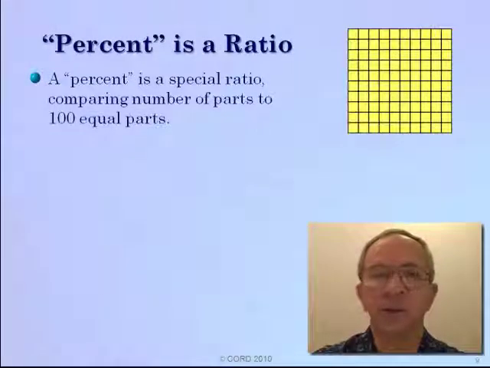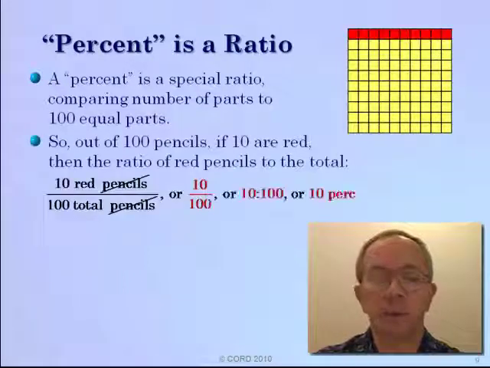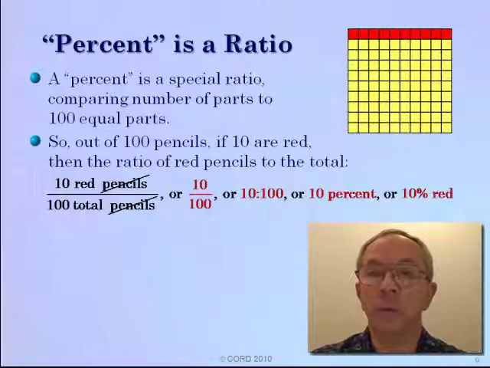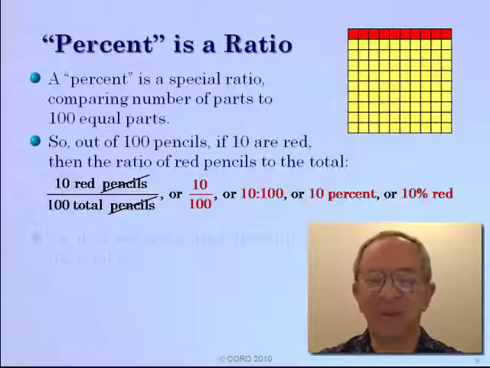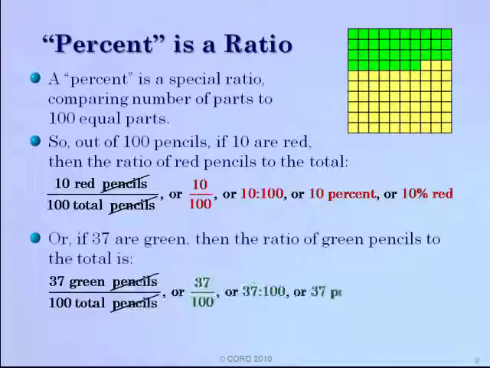Now, a percent is just a special ratio, and it compares the number of parts to 100 equal parts. So, out of 100 pencils, for example, if 10 are red, then the ratio of red pencils to the total is 10%. You probably figured that out without using your calculator. Or if 37 are green, then the ratio of green pencils to the total is 37 to 100. 37 green pencils to 100 total pencils, which we can write as 37 to 100, or as we evaluate it out, we know it's 37% green.